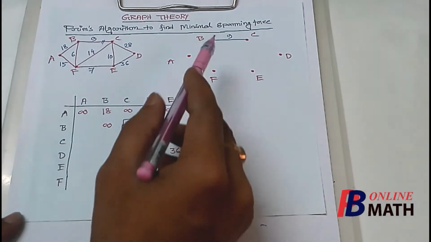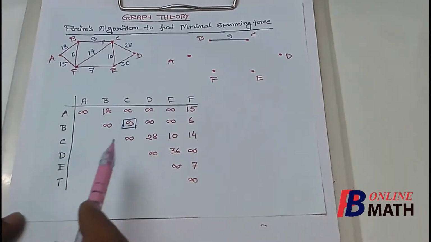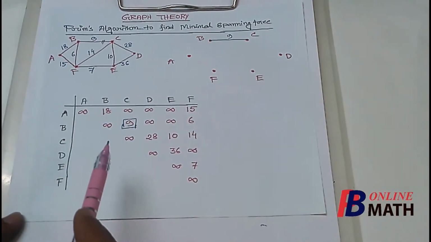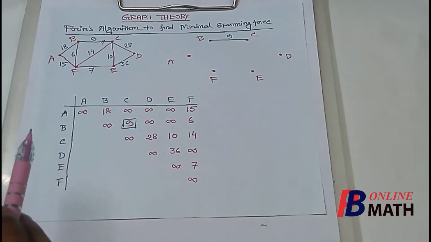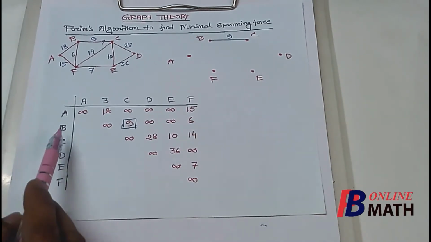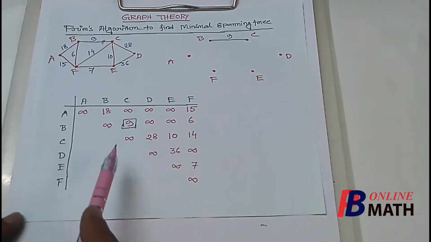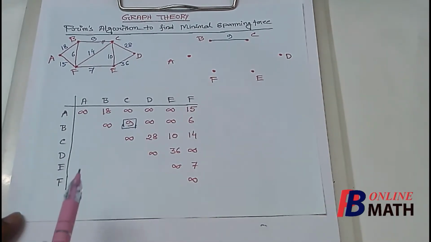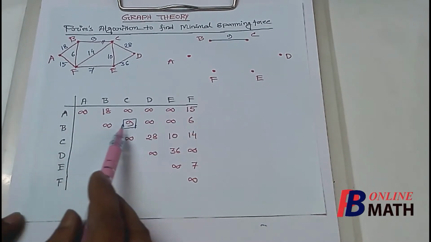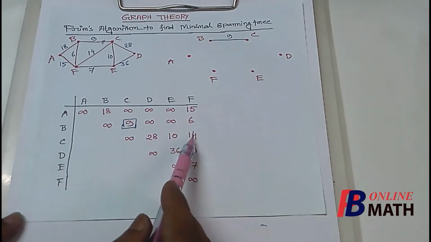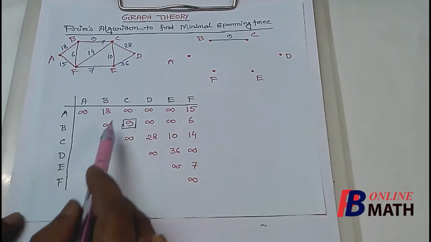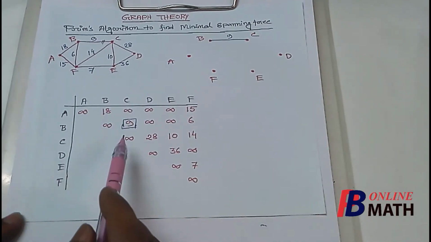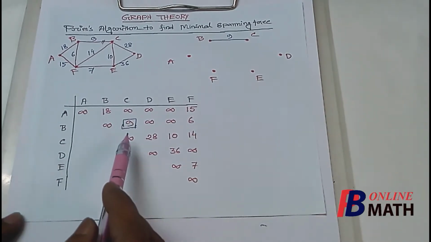Now since we have connected B and C, in the next step we have to find the minimum element from the rows of B and C and also from the columns of B and C. So now we shall consider two rows, that means the row of B and the row of C, and also the column of B and the column of C. Now let us find the minimum element.